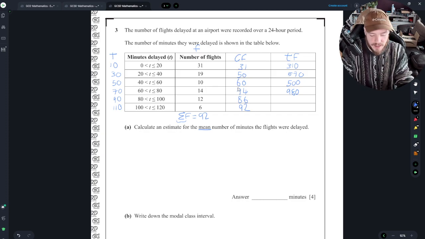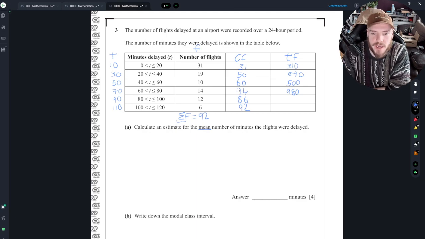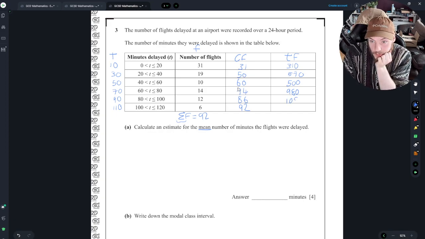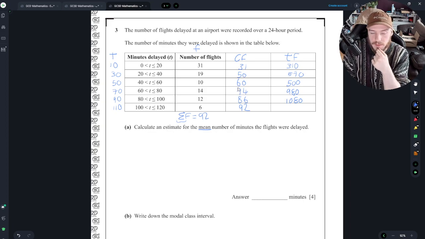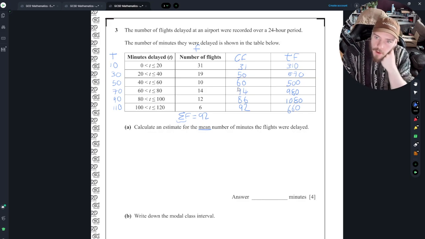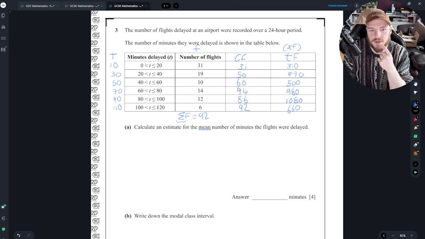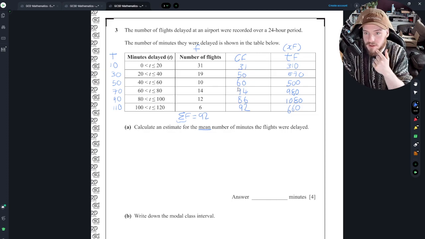Just going to check that in my calculator. It's early on a Sunday, so my brain is still waking up. 980 is correct. So 90 multiplied by 12 will give us 1080, and 6 multiplied by 110 will give us 660. Once we have populated our TF, which is commonly referred to as XF, I have just used our variable t instead of our variable x. These are interchangeable.